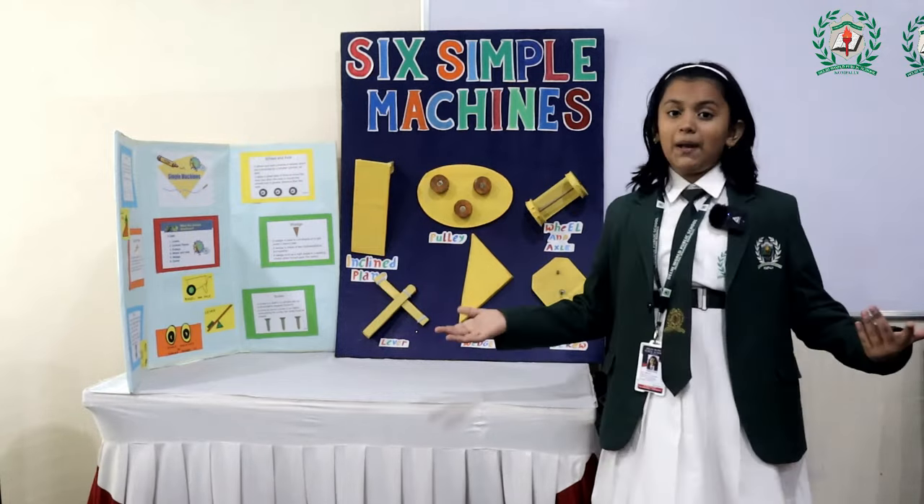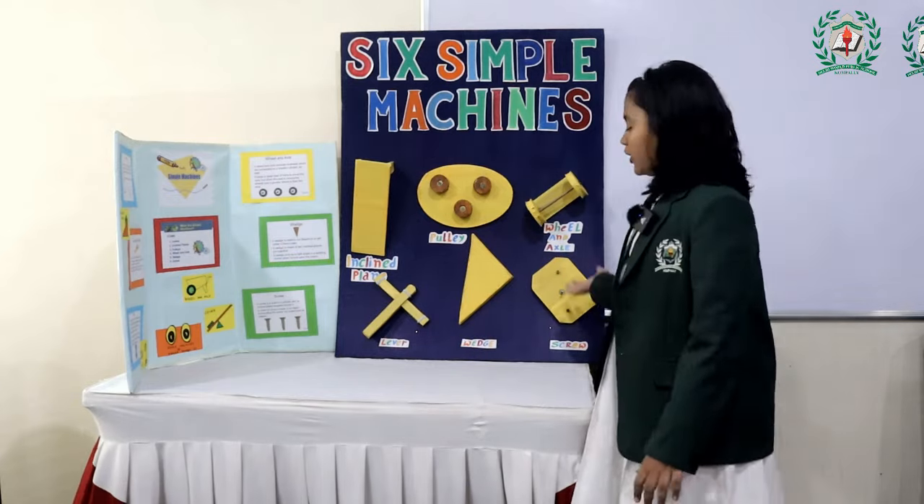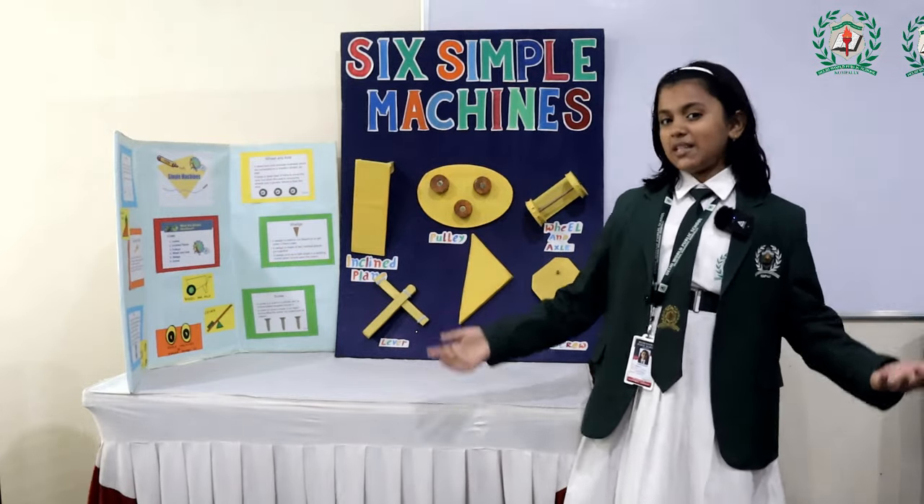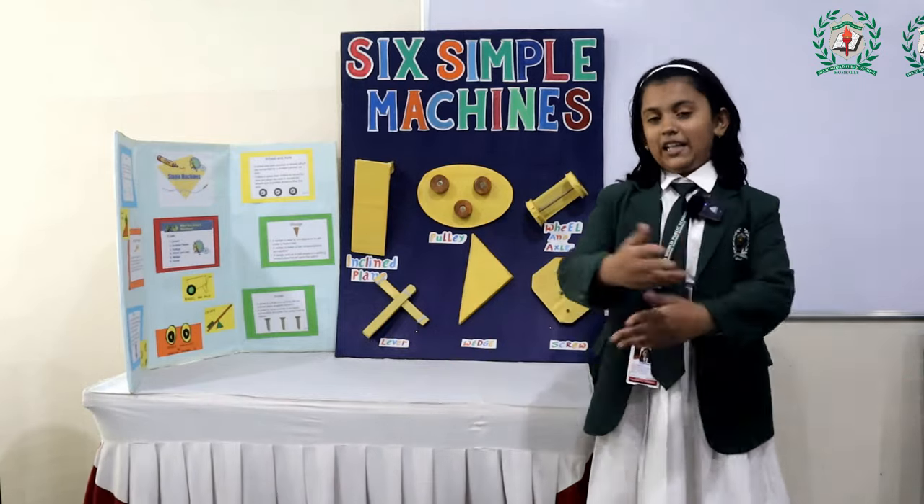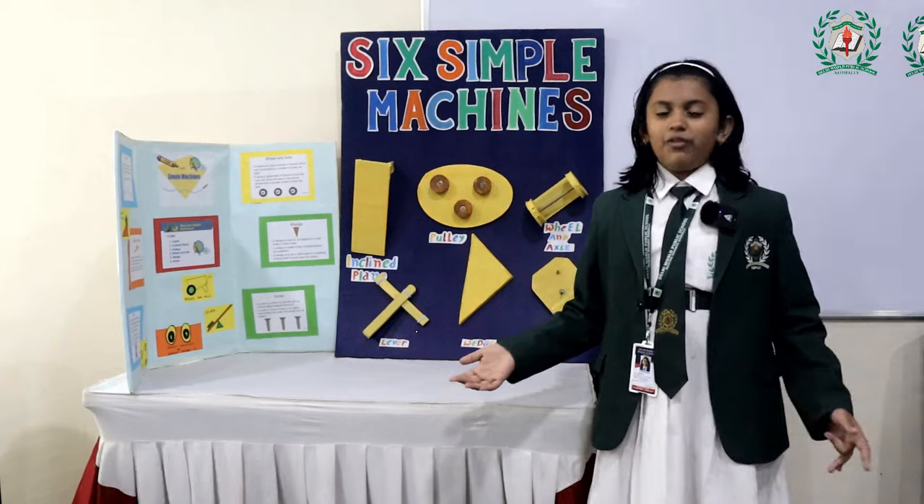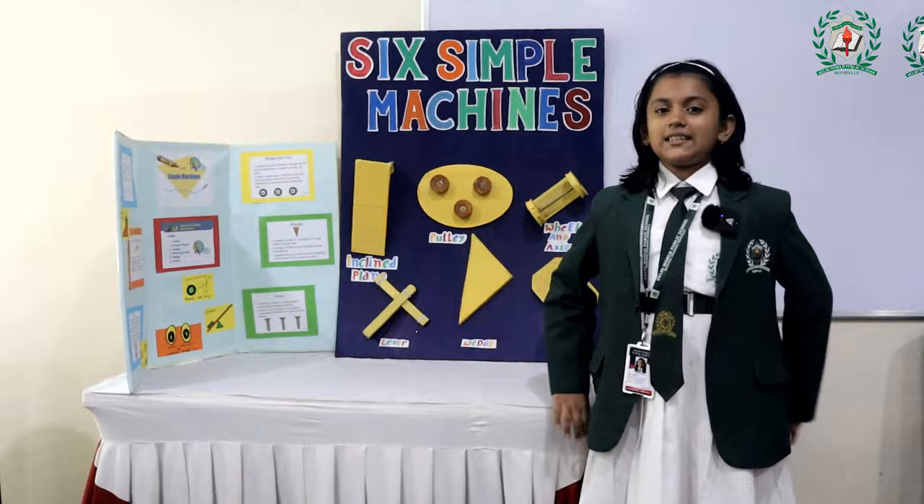A wedge is used to split, cut and move objects such as an axe or a knife. A screw helps hold things together and lift materials. In conclusion, simple machines are fundamental components of many complex machines. Understanding them will help us appreciate how we can leverage science to make our daily tasks easier.